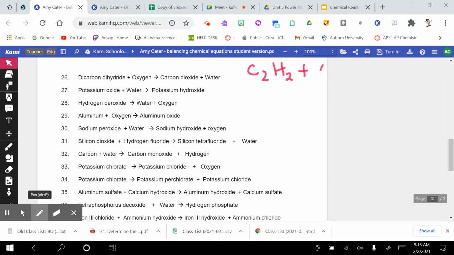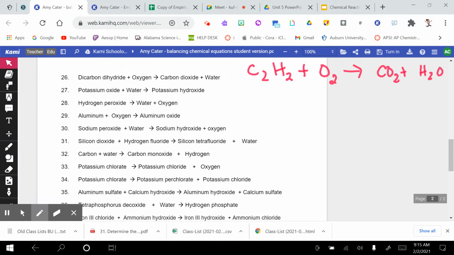Oxygen is a diatomic molecule. Oxygen, hydrogen, nitrogen, and all the halogens are what we call diatomic, because there's always 2 of them. Goes to carbon dioxide. What's that? CO2 and H2O, water.